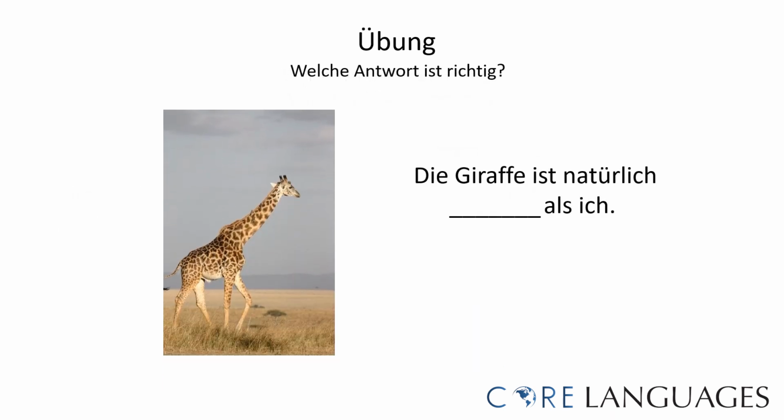How about this example? Die Giraffe ist natürlich größten als ich oder größer als ich. The correct comparative adjective is größer. Die Giraffe ist natürlich größer als ich. The giraffe, of course, is taller than me.